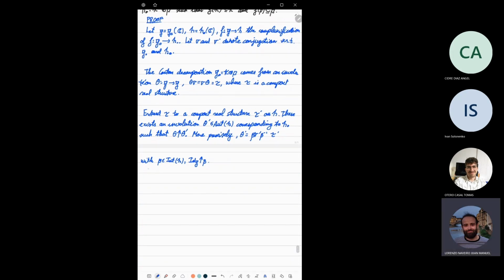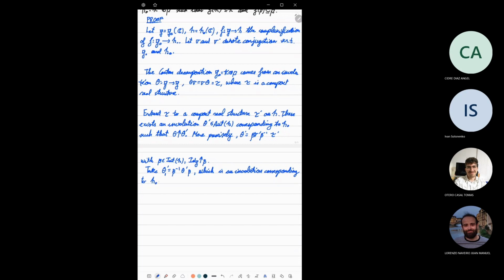So in this case, take theta 1 prime to be equal to beta minus 1, theta prime, beta. So this is a new involution. This is again an involution. It corresponds to H0 because beta is inner.